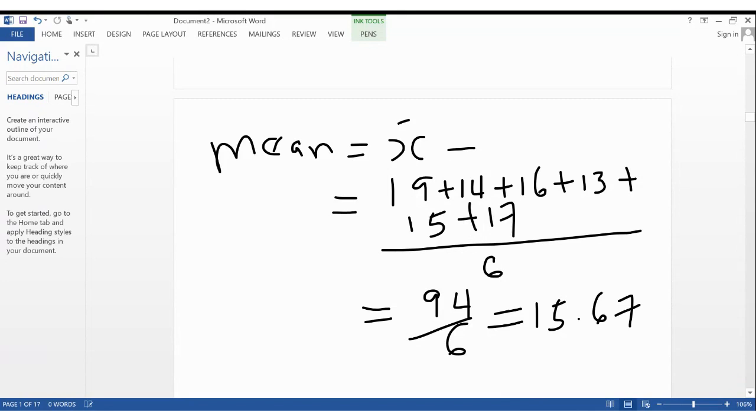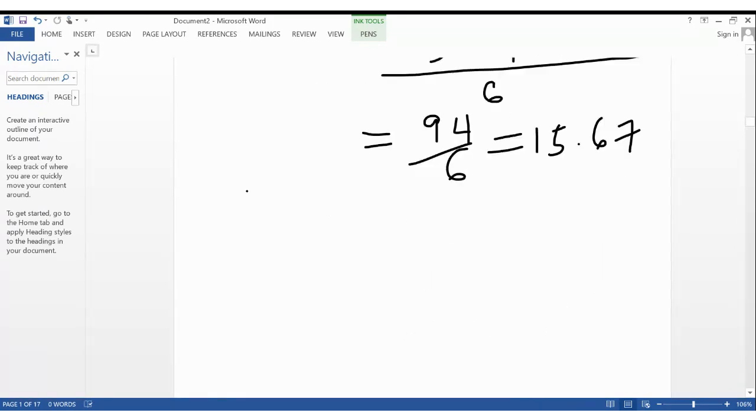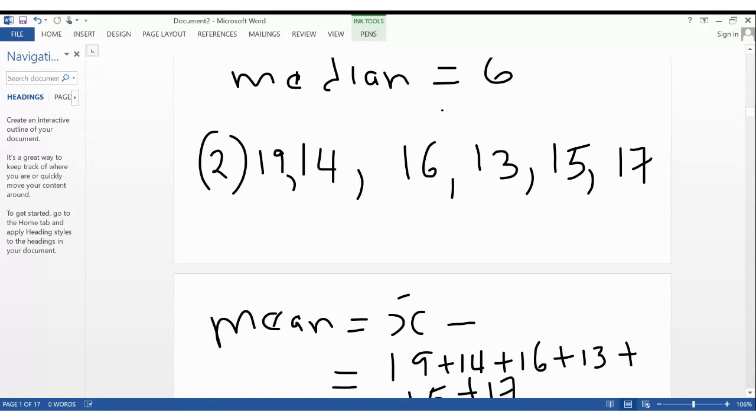Let's go to the second one, the mode. Someone to try the mode. Let me go back to the data so you can see. 19, 14, 16, 13, 15, and 17. Let me hear some answers. What is the mode? Oh, some people have a calculator. Okay. It is 15.67. Check, it is 15.67. Okay. Give me the mode then.